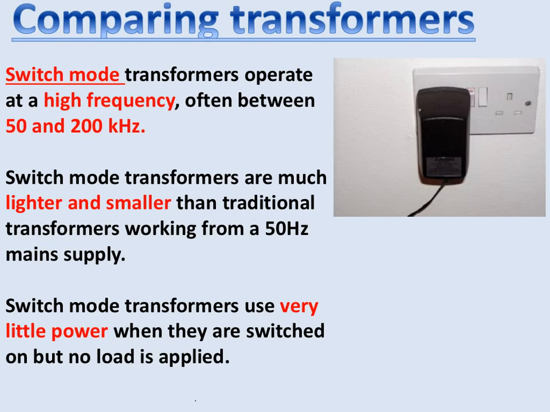So the final thing we're going to look at now is comparing transformers. There are two types of transformers you need to be aware of. One's the normal type of transformer we looked at already, and the other is a switch mode transformer. A switch mode transformer operates at a higher frequency, often between 50 and 200 kHz. Switch mode transformers are much lighter and smaller than traditional transformers, working from a 50 Hz mains supply. Switch mode transformers use very little power when they are switched on but no load is applied. So most of the transformers we tend to use in our households now are switch mode transformers.